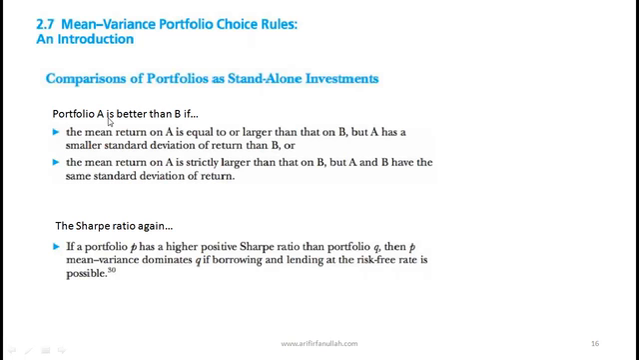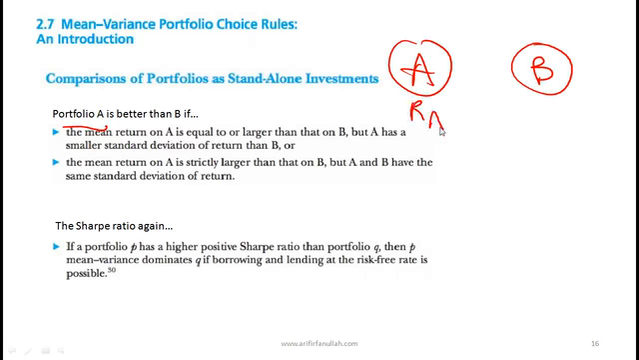Okay, so portfolio A is better than B if the mean return on A, so you have portfolio A and B. So if the return of A is equal to or larger than B, but A has a smaller standard deviation than B. Okay, so clearly if RA is greater than or equal to return on B, and the standard deviation of the returns on A is less than the standard deviation of the returns on B, then A dominates B. A is better than B.